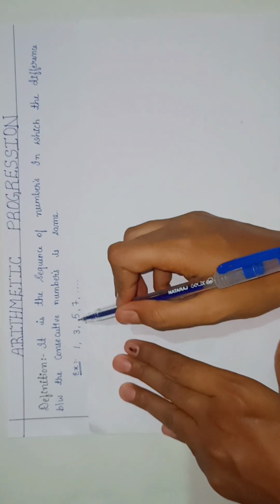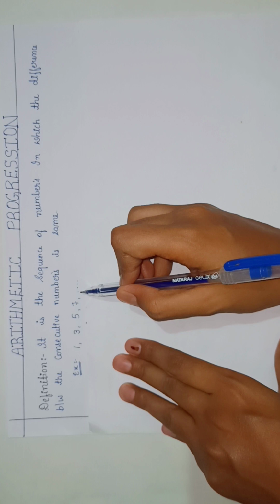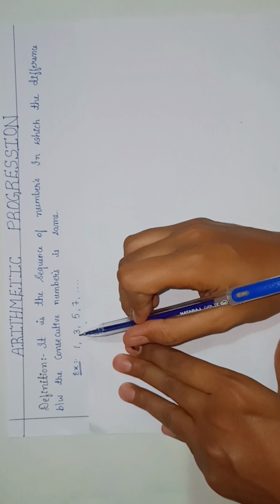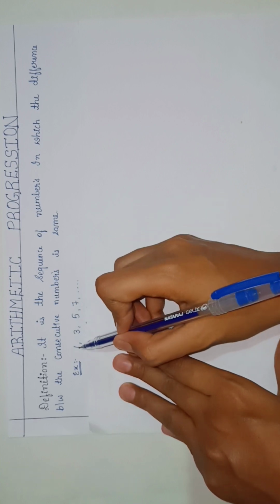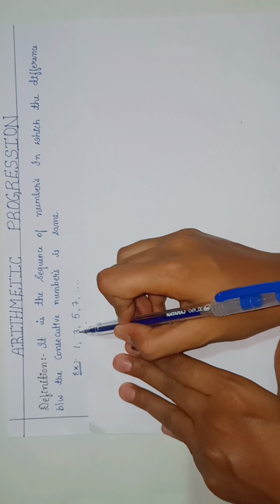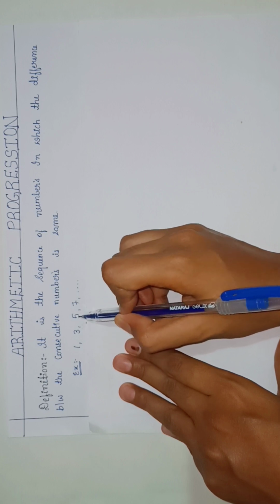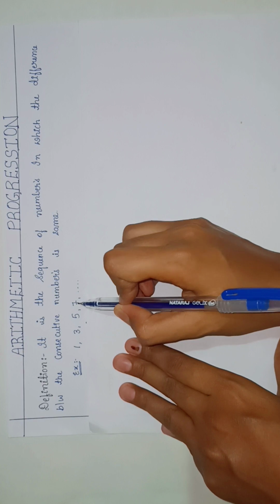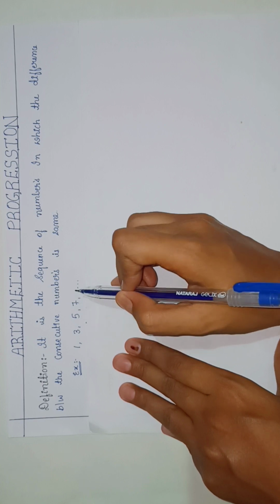And the numbers in this arithmetic progression are referred to as terms. So 1 is the first term, 3 is the second term, 5 is the third term, 7 is the fourth term.